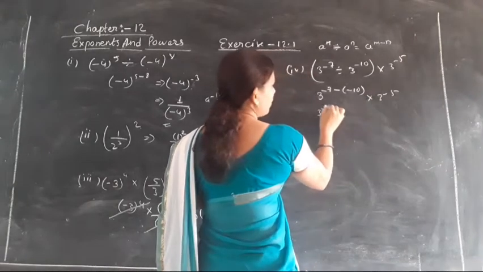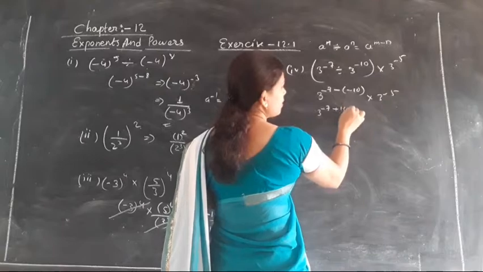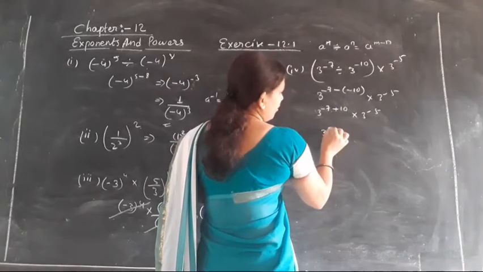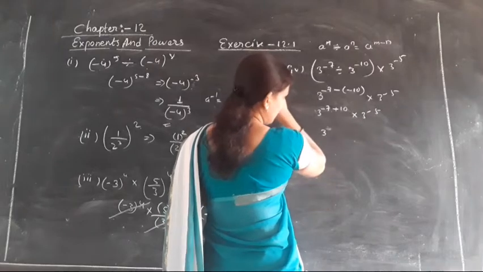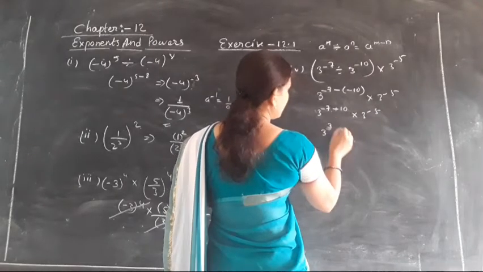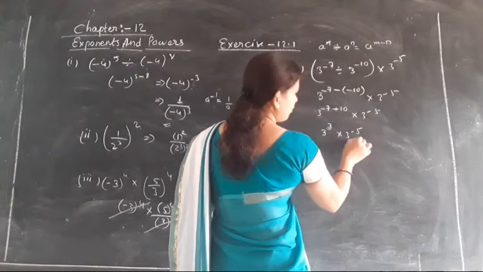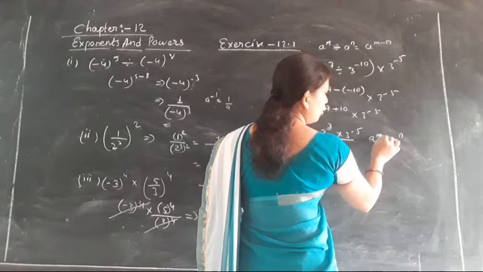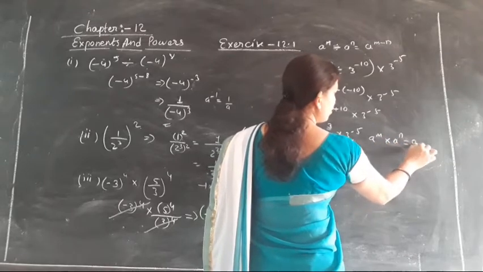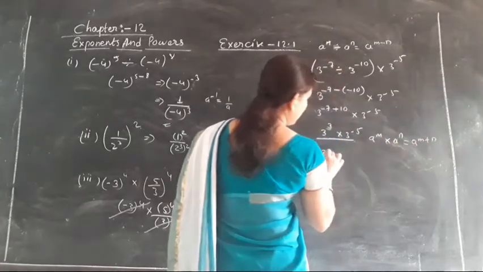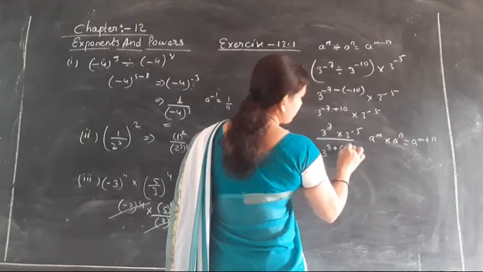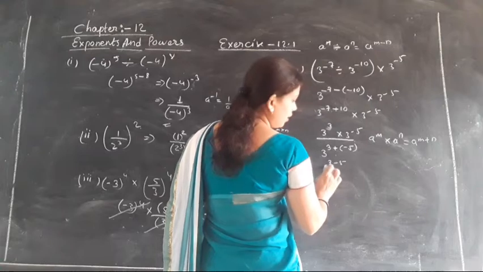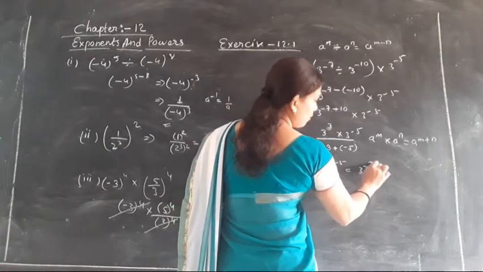So we are going to use this law of exponent. Open the bracket: 3 to the power -7 minus (-10), so here it will become plus 3, into 3 to the power -5. Now the base is the same, isn't it? So using the law of exponent a to the power m into a to the power n is equal to a to the power m plus n, here 3 to the power 3 plus -5, isn't it? So open the bracket, you will get the answer: 3 minus 5 will become 3 to the power -2.